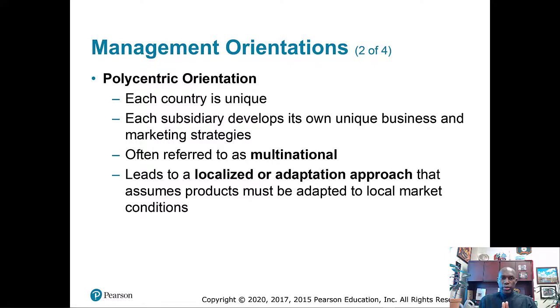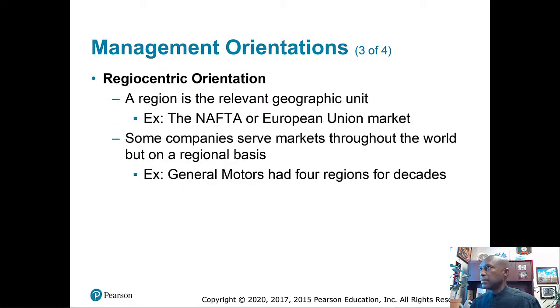Then you have polycentric, where poly is many, it's like multi, so you have more than one approach. It says here each country is unique, each subsidiary develops its own unique business and marketing strategies. So in the example I gave in class, I talked about this drink, the ABC health drink versus XYZ. You can establish production facilities, sales offices. You can have joint ventures. You can buy companies in other nations and establish subsidiaries. These are all very important concepts.